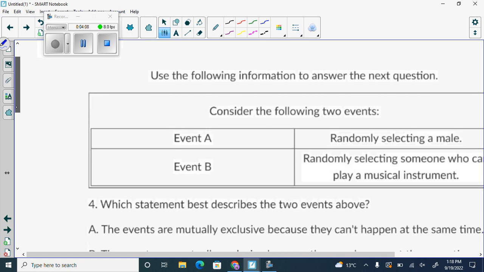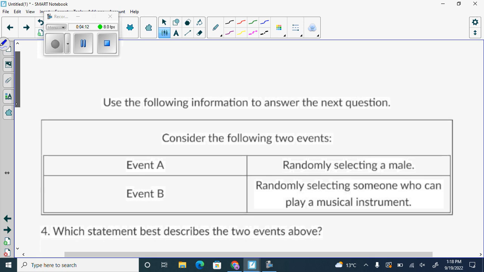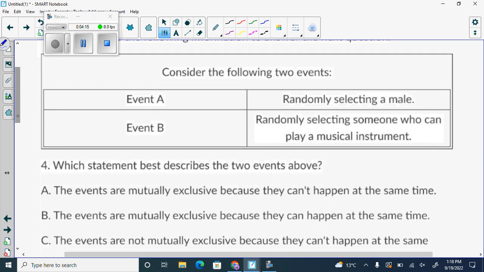Event A, randomly selecting a male. Event B, randomly selecting someone who can play a musical instrument. Are those mutually exclusive? Mutually exclusive means nothing in common. Are there just not in the world any males who can play musical instruments? No, it's totally false, right? There are some males who can play and some males who cannot. So it's not mutually exclusive. Mutually exclusive means they have nothing in common. Mutually exclusive means it's disjoint.